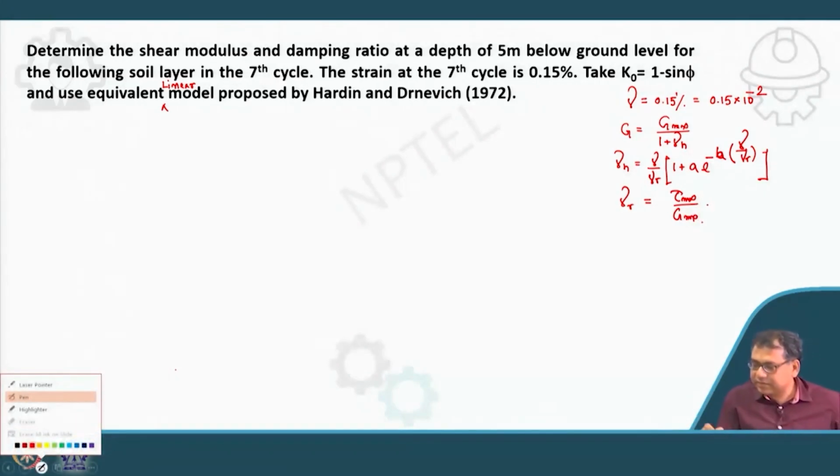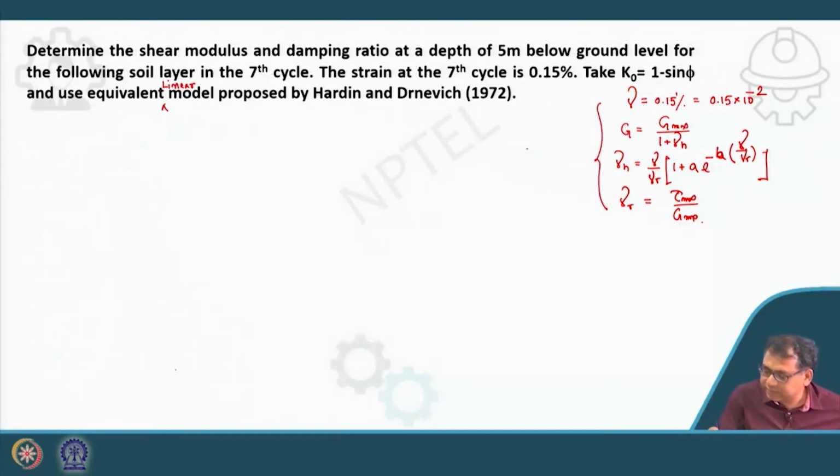So, first for the modulus part, let me discuss what I have to determine. I have to determine the G at a strain level of 0.15 into 10 to the power minus 2. At that strain level I want to determine the G value because, as I have shown, G will change with strain, and obviously G value will reduce as strain level increases. So here G should be less than G max, but in case of damping it is opposite. I have to determine G max.